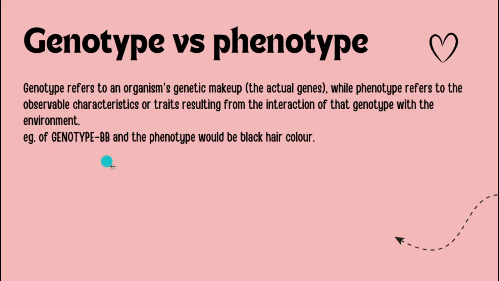So in this situation, if we had a genotype, we have big B, and we say that the big B goes for black hair. So this is the genotype, the genetic aspect, big B, and then the phenotype would be the black hair color.